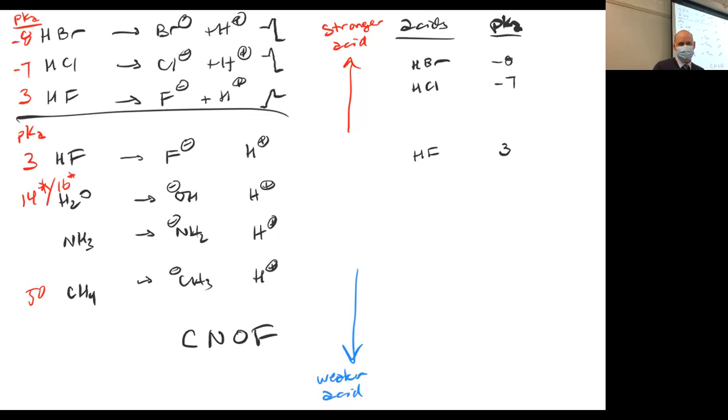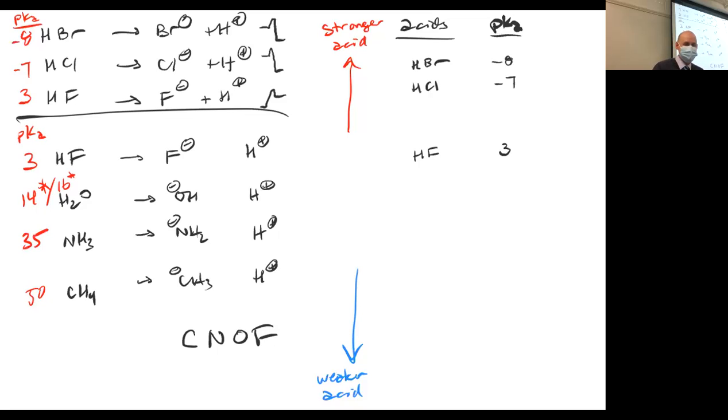So you can see that there's a pretty big difference. We got 3 compared to something like 15, compared to NH3, and NH3 is somewhere around 35, 36. We'll put 35 there. And CH4 is about 50. So these are hugely different numbers.